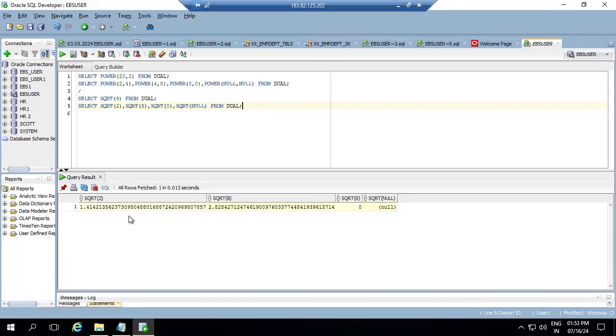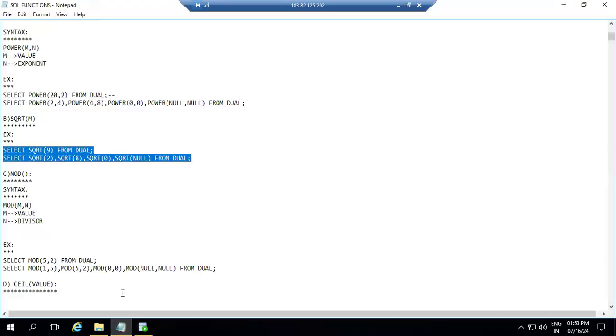So square root of 2. In our mathematics, we would have come across this 1.414, we would have learned. Same thing only. Square root of 0, it is 0. Square root of null, it is null. Right? Most of the cases, during invoicing, we use this square root function over there. Any doubt in this function?